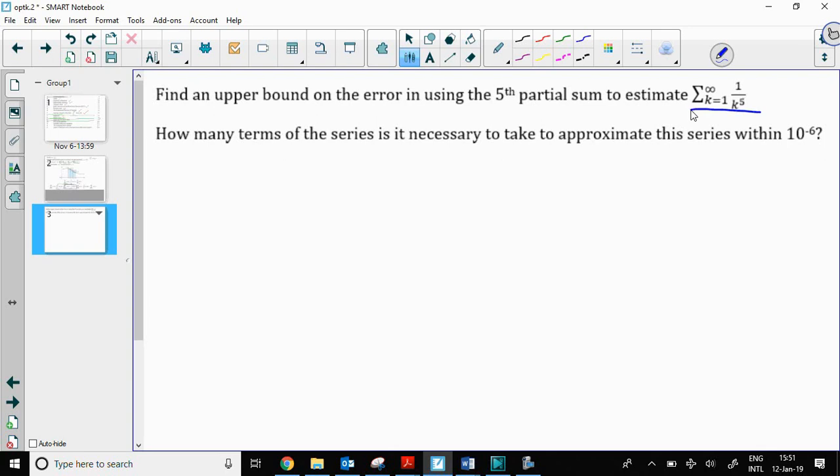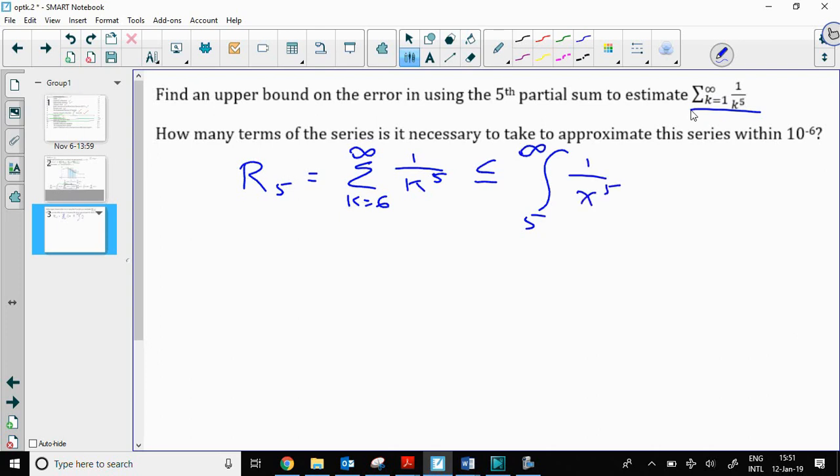over here. Well, we just said that the 5th partial sum, the error, r sub 5, is going to be equal to the sum from k equals 6 to infinity of 1 over k to the 5th. And that must be less than or equal to the integral from 5 to infinity of 1 over x to the 5th dx. So we're going to evaluate that integral. That's pretty easy to do.